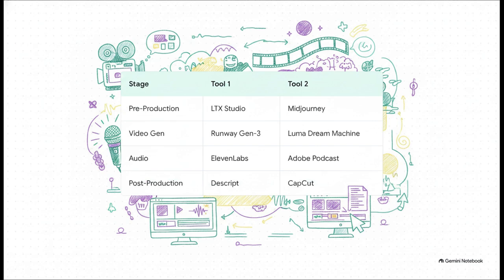In audio, 11 Labs handles hyper-realistic voice generation, and Adobe Podcast, it instantly cleans up terrible microphone audio to sound studio quality. And for post-production, tools like Descript are just revolutionizing things. Descript transcribes your footage and literally lets you edit the video simply by deleting text in a Word document. It is mind-blowing how much time this saves.